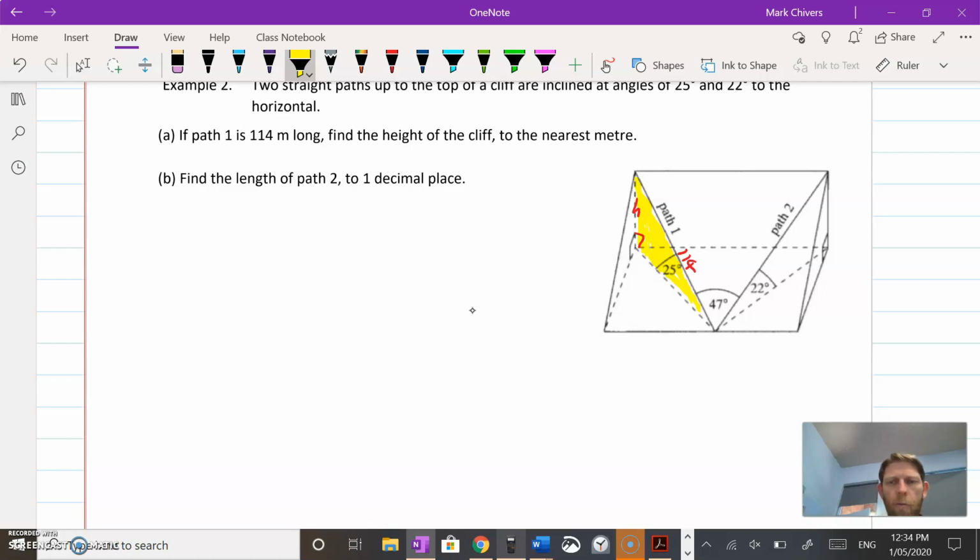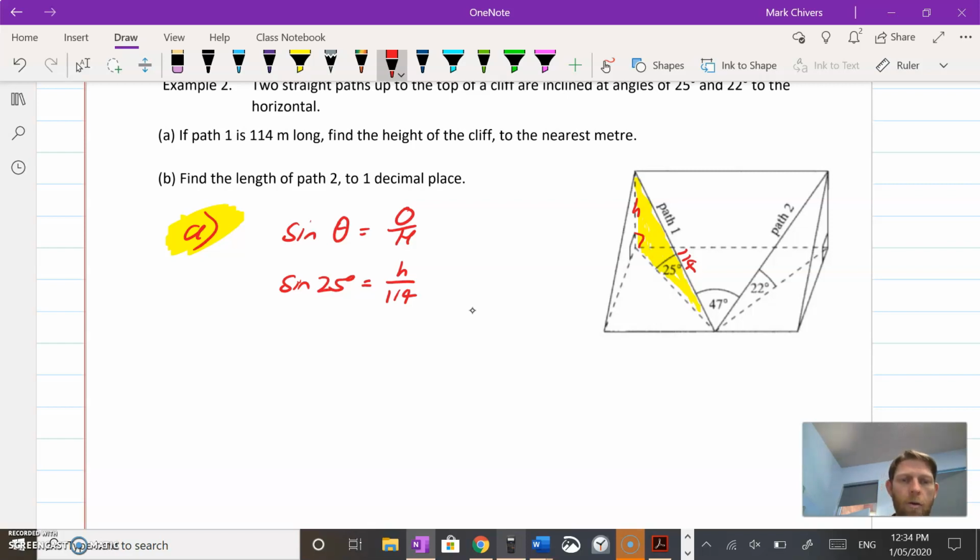So if we look at that particular example, I'll make a few marks so we're clear where you're dealing with that one. So this is question A, we're going to be dealing with that triangle. We've got an opposite side to the angle, and we've got a hypotenuse. So we're going to have sine theta equals the opposite over the hypotenuse. In this case, the angle is 25 degrees. The opposite side we don't know, that's the height of the cliff, but the hypotenuse we do know, that's 114 metres, because it's a 114 metre long path up to the cliff.